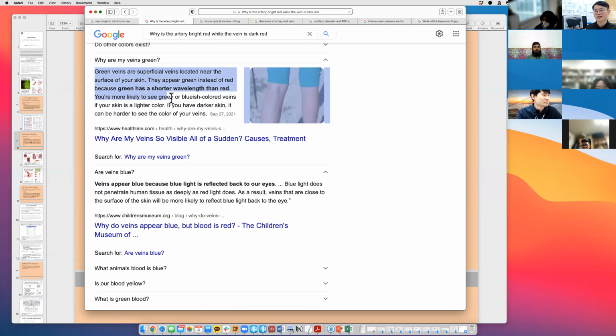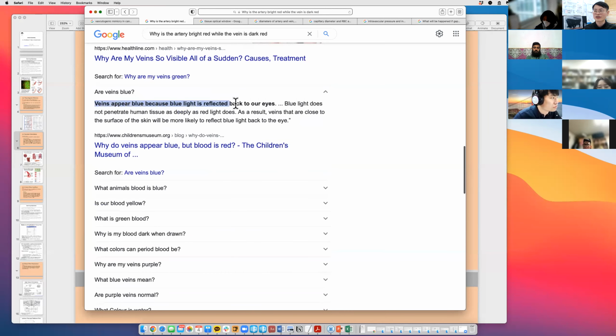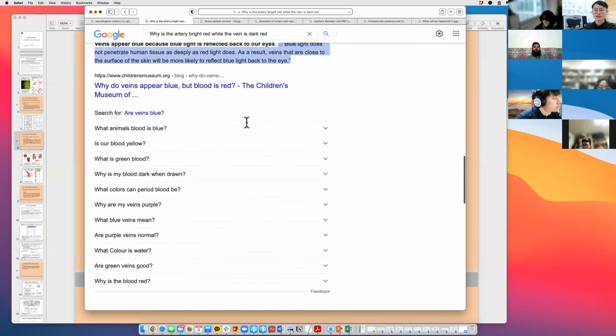You are more likely to see green or bluish colored veins if your skin is lighter. This is very true. If you have darker skin, you have more melanin pigment, and the pigment is a strong absorber, so it's harder to see the color of your veins. And why are veins blue? There are theories here. Veins appear blue because blue light is reflected back to our eyes. Very true, but it doesn't necessarily distinguish a blood vessel vein from other tissue. So that's why these answers are still not very specific and satisfactory.